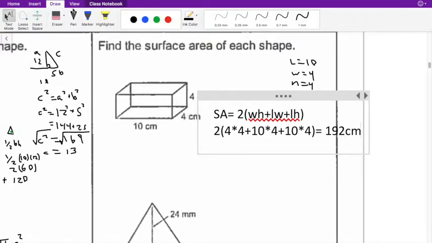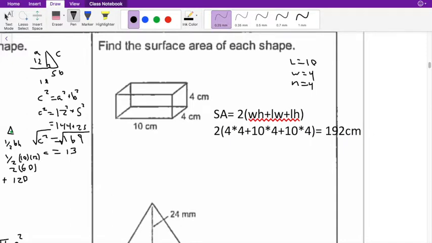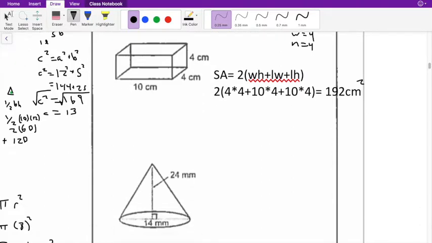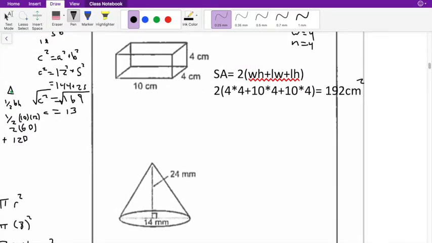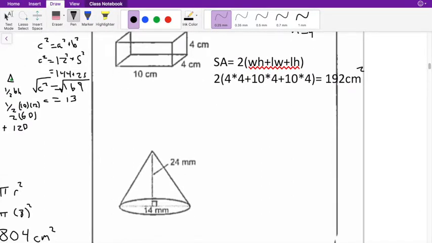Okay. Marker out. Good. And that being our width and height and everything. All right, so let's take the bottom one here. So we have to figure out what formula we're going to need.